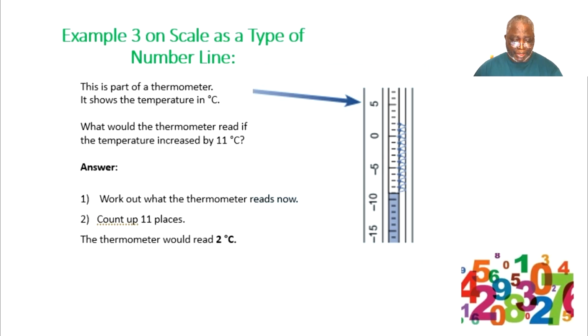And the answer would be, you look at what the thermometer reads now, and then you add 11 degrees to that. So you count 11 degrees, and from -9 degrees, the thermometer would read 2 degrees Celsius. You look at what it reads now, which says -9 degrees Celsius, and then you add 11 degrees Celsius by counting 11 places upwards, and then you will find out that it reads 2 degrees Celsius.